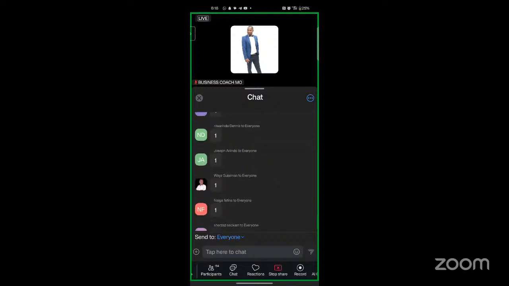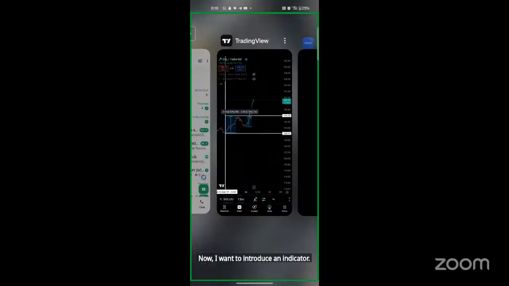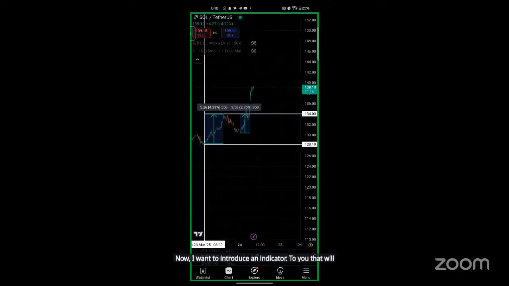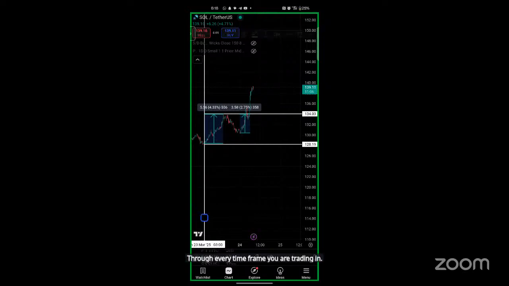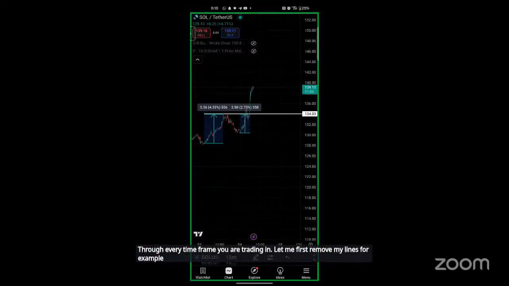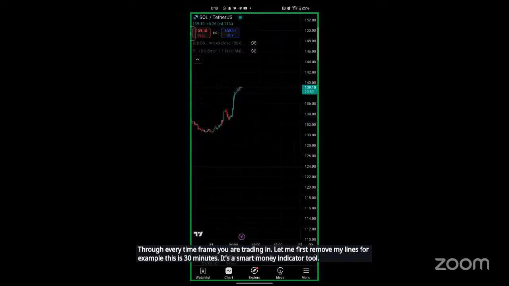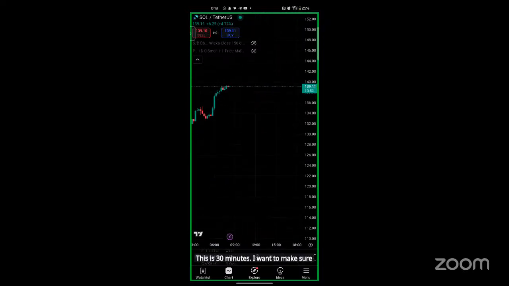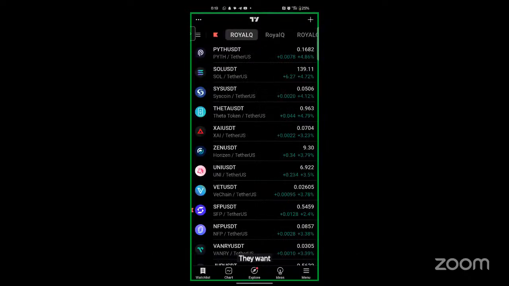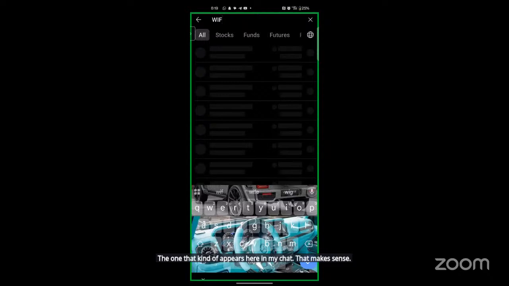Now, I want to introduce an indicator to you that will always bring a 1-day time frame candle to every time frame you are trading in. Let me first remove my lines. For example, this is 30 minutes. It's a smart money indicator tool. This is 30 minutes. I want to make sure that whenever I'm trading, the 1-day candle appears here in my chart. Does that make sense?